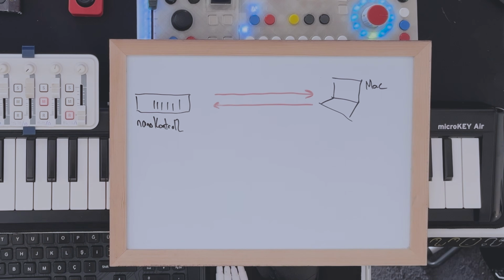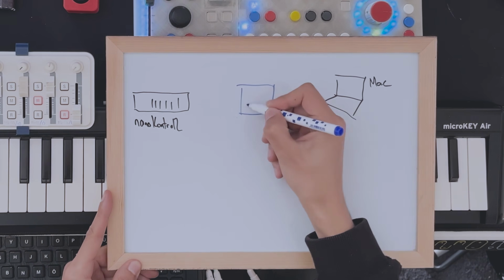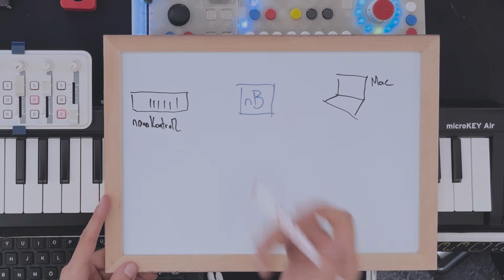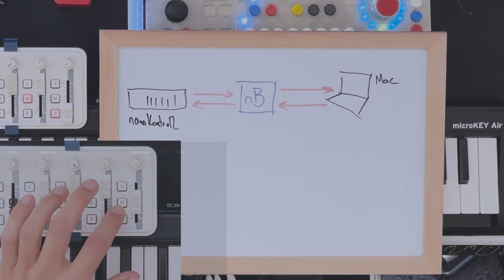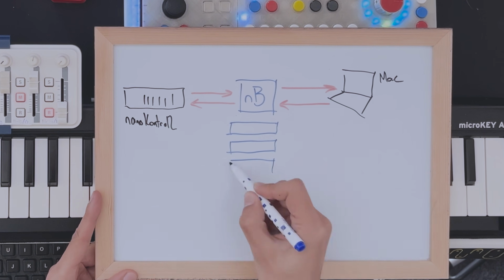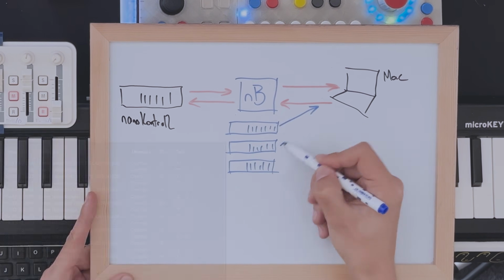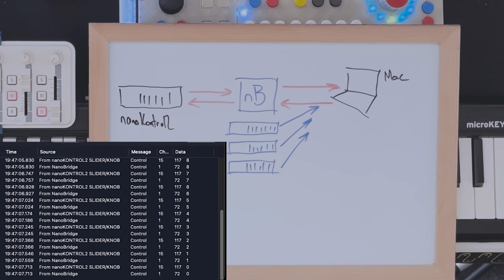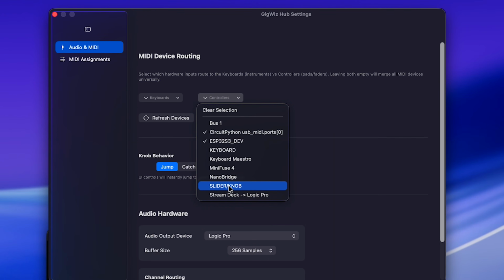NanoBridge takes a completely different approach. It doesn't flash anything to the device. It leaves the hardware in its current state. Instead, NanoBridge sits right in the middle. When you move a fader or press a button, the hardware just sends its raw default MIDI data. NanoBridge intercepts that data, alters it based on whatever preset you are currently on, handles all the LEDs, and then passes the processed data out through a virtual MIDI port. So in your music applications, you just select NanoBridge instead of nanoKontrol as your MIDI input and output.